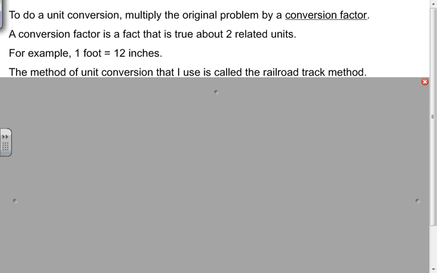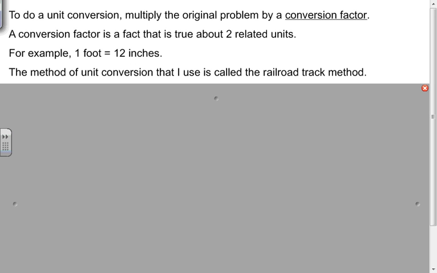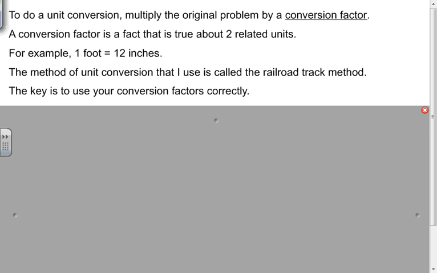Now, the method that I use for unit conversion is called the railroad track method. I've been doing this for a long time. This is the simplest way I have ever figured out in any of my classes, and it works for science classes and math classes. There's one key: you have to use your conversion factors correctly. And I'll show you the only common mistake that people make when they use this method as we go through a couple of examples.